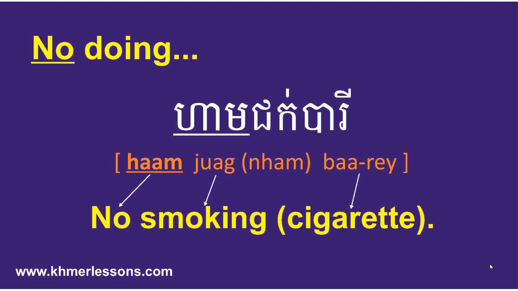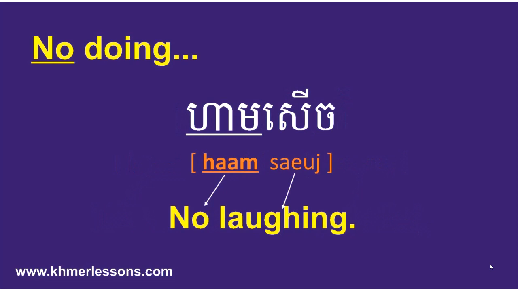Next example, no laughing. Maybe in the room, you want to be quiet and then you say, oh, no laughing. Laugh, in Khmer we say sauch. So no laughing, ham sauch. I'm not joking, right? Ham sauch.